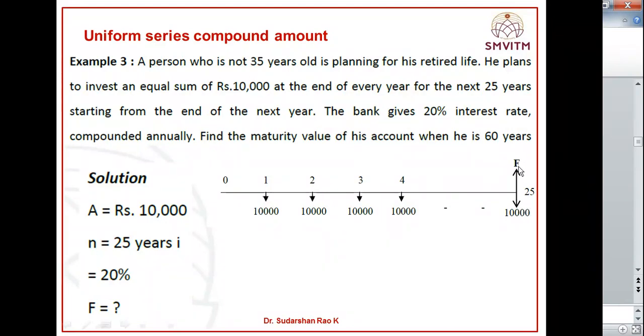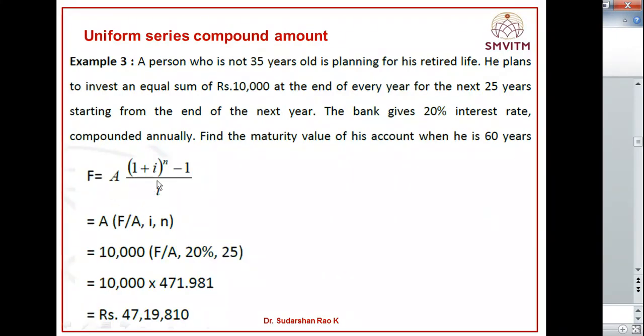So that is a uniform series compound amount; we have to calculate the compounded amount. Here A equal to 10,000 rupees annually, the same amount deposited every year, that is a cash outflow, the number of years is 25 and the interest rate is 20%. How to find the future value F? F equal to A into (1 plus i) to the n minus 1, divided by i, or from the table you can take the value, that is F by A, i, n.